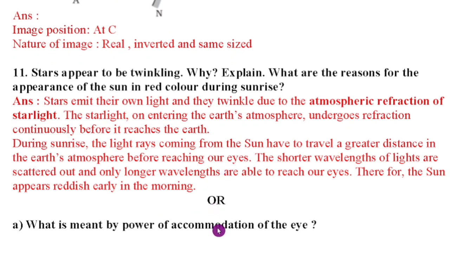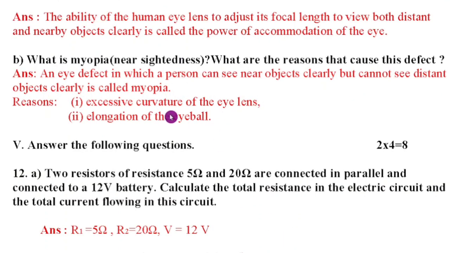So in this question, we have two options. The first, in that A question: what is meant by power of accommodation of the eye? The ability of the human eye lens to adjust its focal length to view both distant and nearby objects clearly is called the power of accommodation of the eye.